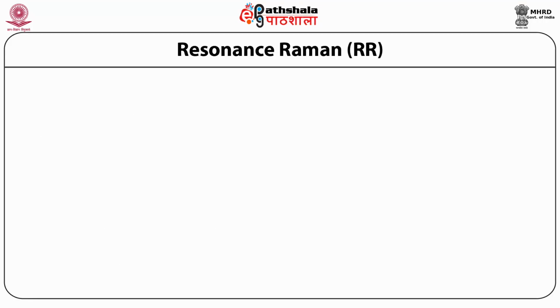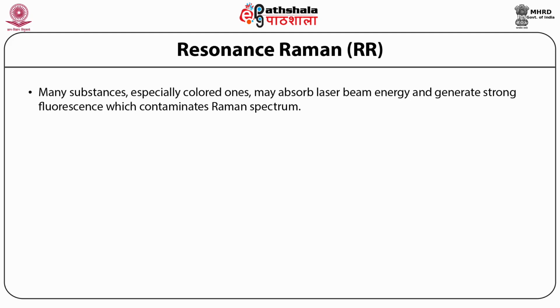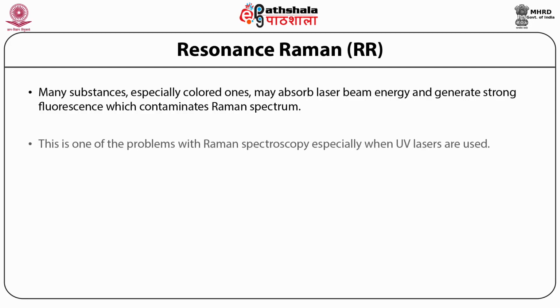The third is resonance Raman or RR. Many substances, especially colored ones, may absorb laser beam energy and generate strong fluorescence, which contaminates Raman spectrum. This is one of the problems with Raman spectroscopy, especially when UV lasers are used. However, it was found that under certain conditions, some types of colored molecules can produce strong Raman scattering instead of fluorescence. This effect was called resonance Raman.